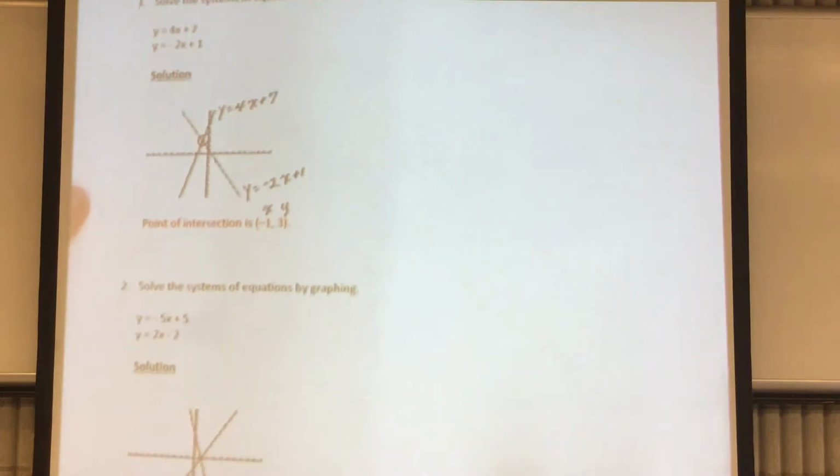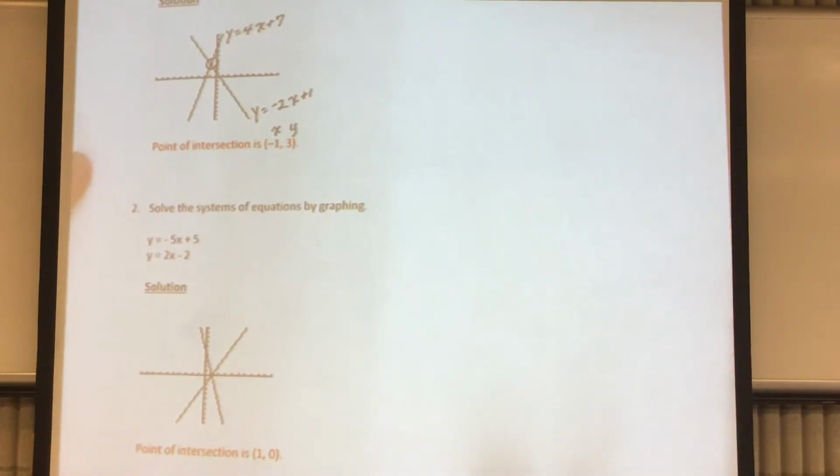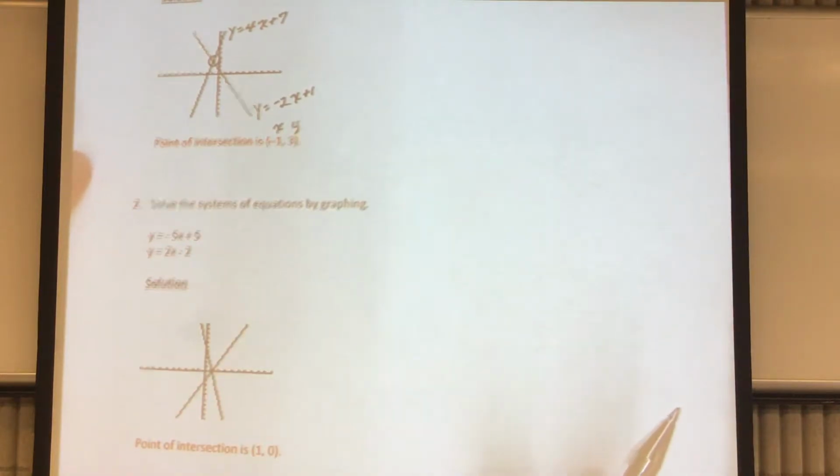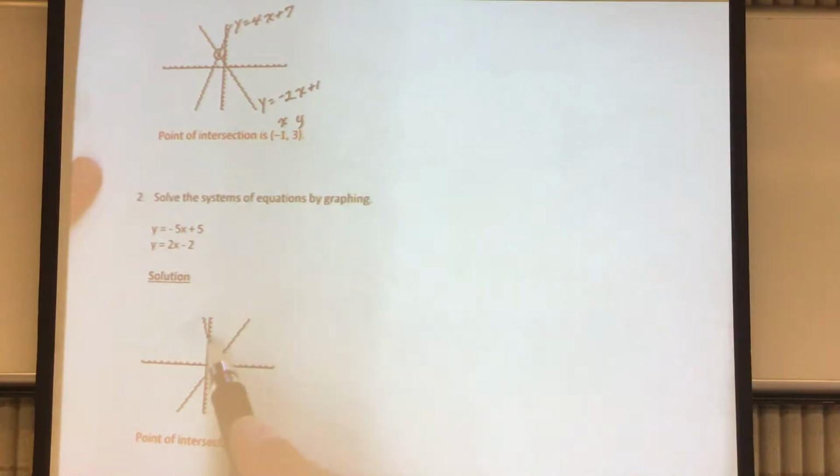Problem number 2. Again, solve the system of equations by graphing. So you would do the same thing. For the first line, y equals negative 5x plus 5, you start at 5, which is your y-intercept. And then you would go down 5, so 1, 2, 3, 4, 5, and to the right 1. So this is the line y equals negative 5x plus 5.